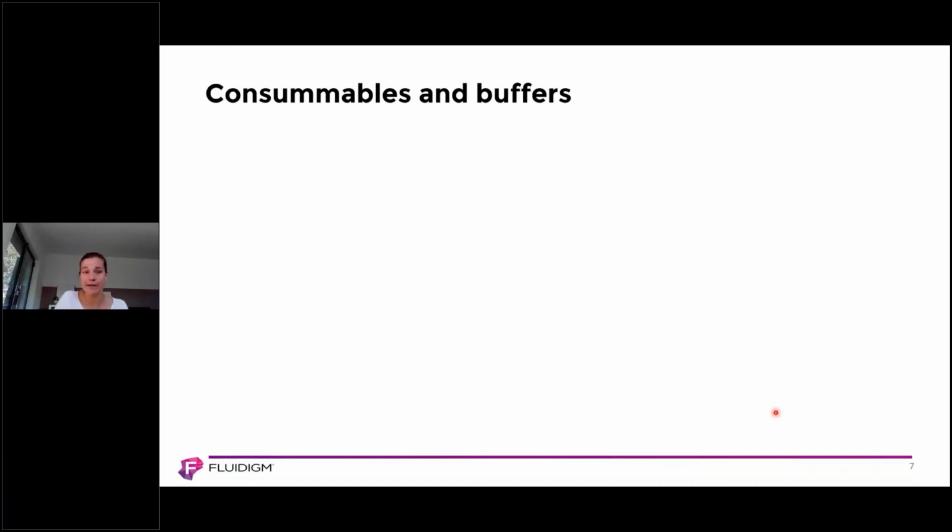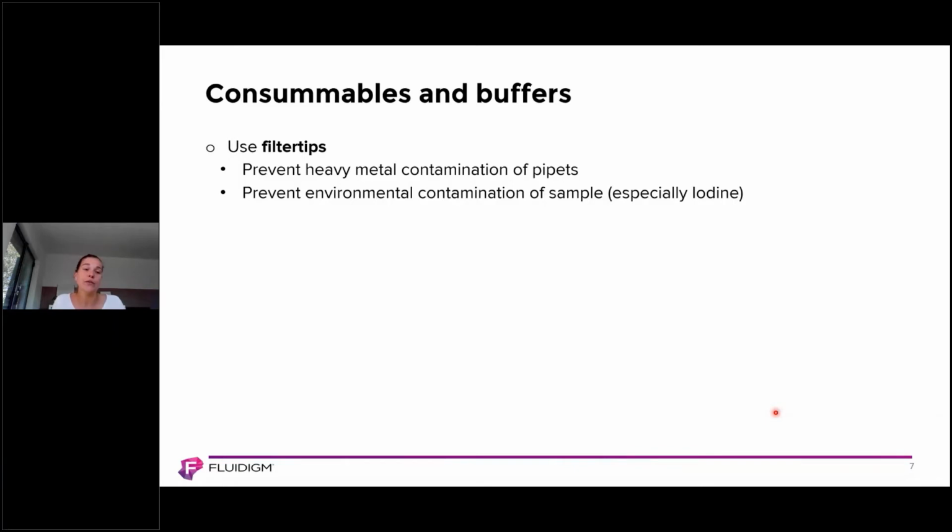The first steps are the consumables and the buffers that you will use in mass cytometry. You have to be really careful at these steps. The first thing to do is always use filter tips. The advantage of filter tips is to really prevent contamination of your pipettes, mainly when you pipette metals, when you do a homemade conjugation, you will pipette directly the metal. So using filter tips will prevent contamination of your pipettes and, after that, contamination of other samples, of course.